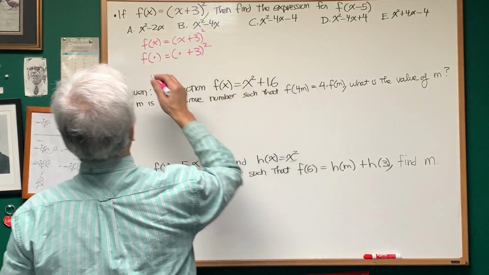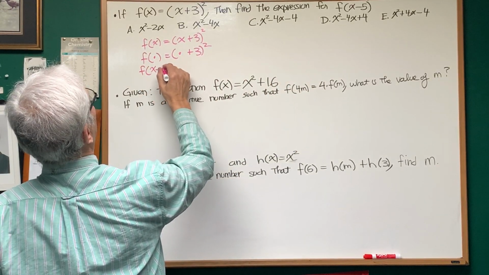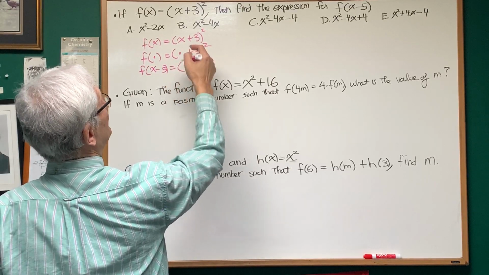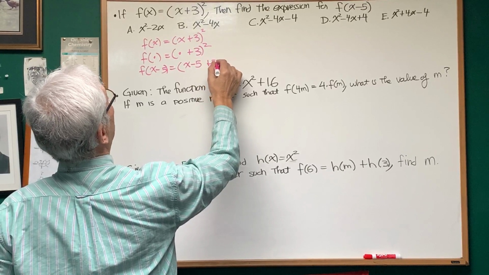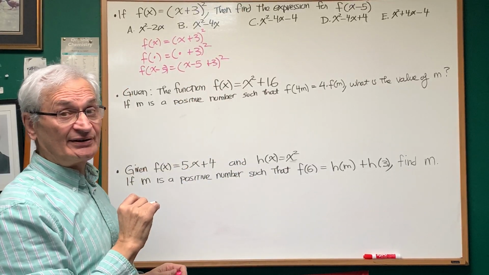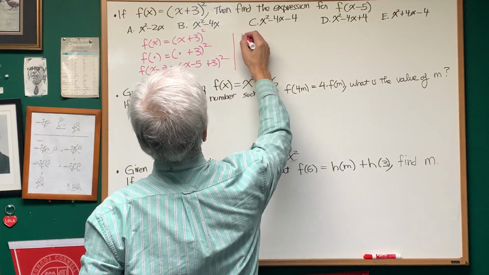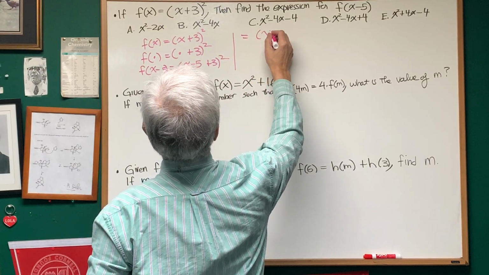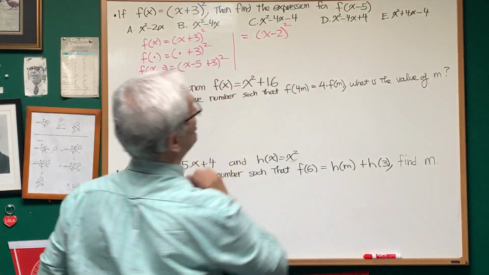So what do we want? We want the expression for f of x minus 5. And if I replace the dot with x minus 5, what do I get? x minus 5 plus 3 squared. Let's simplify that. That's equal to x minus 5 plus 3 is minus 2. So it's x minus 2 squared.